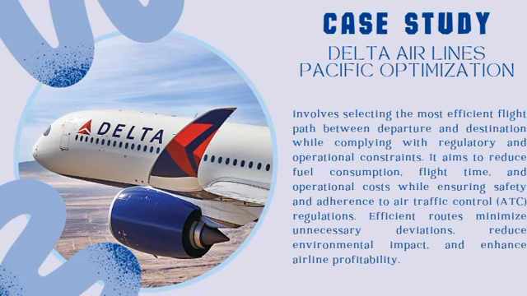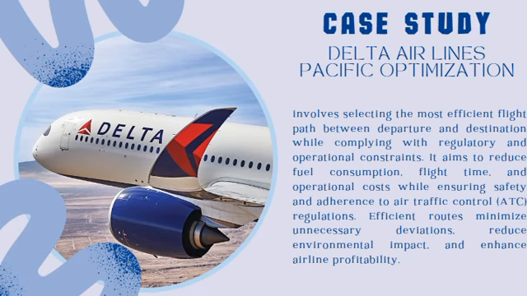Eastbound flights leveraged strong tailwinds for reduced fuel burn, while westbound flights avoided headwinds, even if it meant deviating from traditional airways. The airline utilized advanced flight planning software integrated with real-time weather updates and aircraft performance metrics. This ensured that each flight plan was tailored to specific conditions on the day of operation.